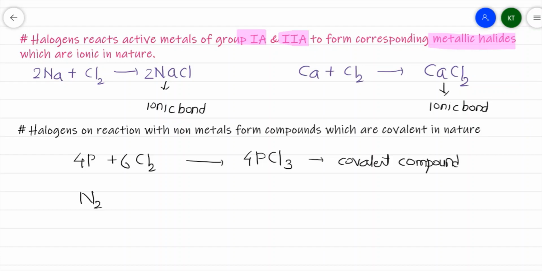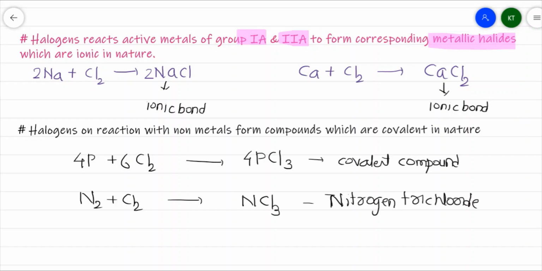Nitrogen combines with chlorine to give NCl3. It's called nitrogen trichloride. This is also a covalent compound. So whenever you have a halogen reacting with a non-metal, it results in the formation of corresponding compounds, and those compounds are covalent in nature.